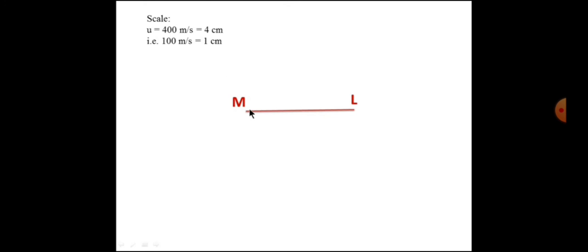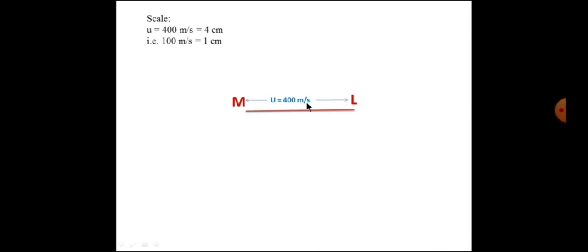So we have drawn segment ML for representing the blade velocity U. Segment ML needs to be drawn for a length of 4 centimeter. So assuming the scale, we have drawn segment ML, representing U equal to 400 meter per second. As 400 meter per second equals 4 centimeter, we can have a relation as 100 meter per second equals 1 centimeter.